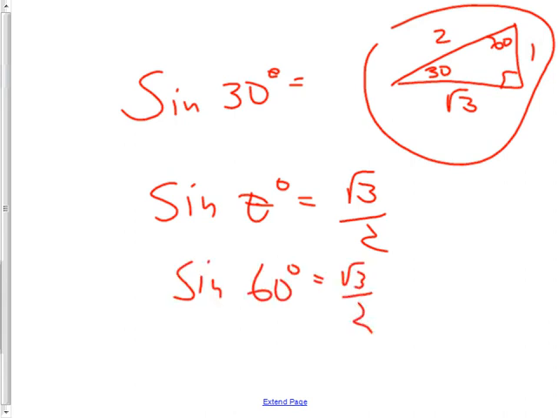And you can just check yourself. Make sure you're really right. If I really do sine of 60, sine is opposite over hypotenuse. There it is. Yeah, that's it. All right, let's do another one.